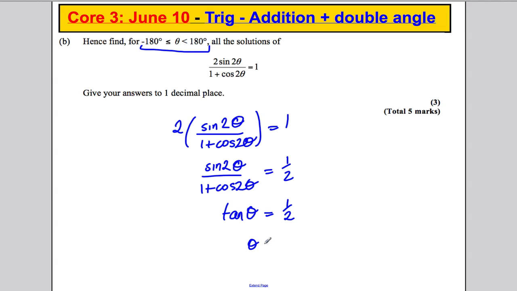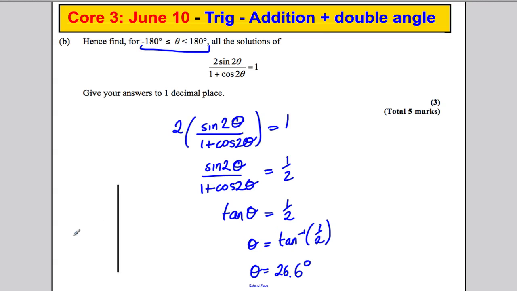To get the principal value, theta is the inverse tan of a half. So type that in your calculator, inverse tan of a half, keeping your calculator in degrees mode. You get that theta is 26.6 degrees to 1 decimal place.